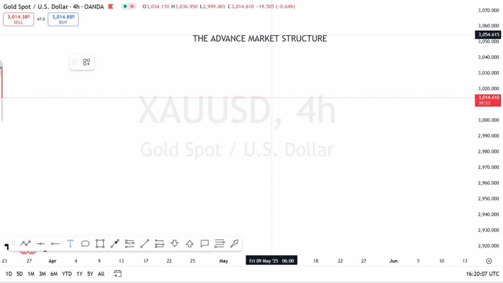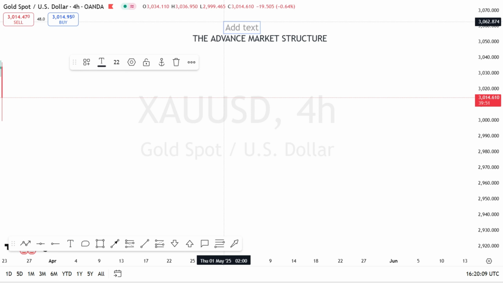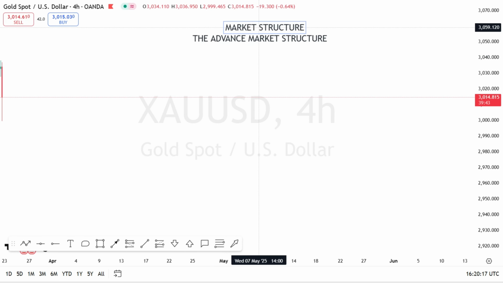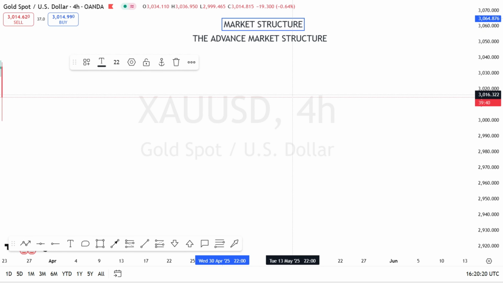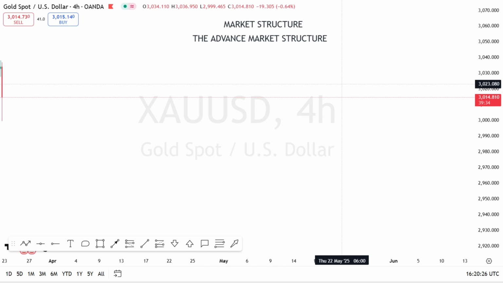Advanced market structure. Market structure. All right, so these are the rare moves of the market. Take note of this. This is how the market moves. In reality, this is how the market moves.